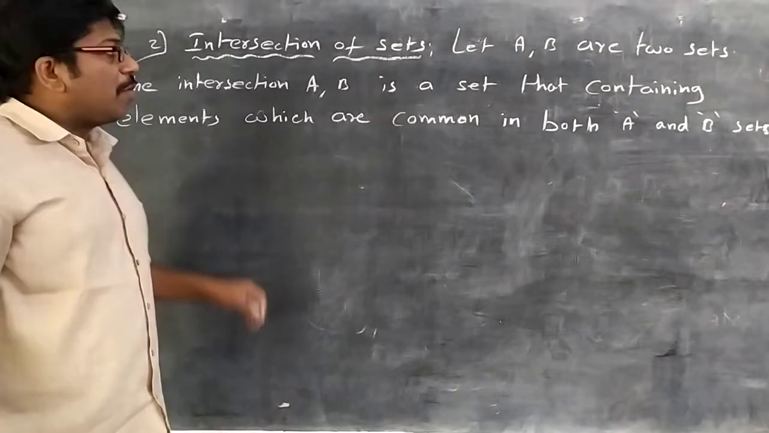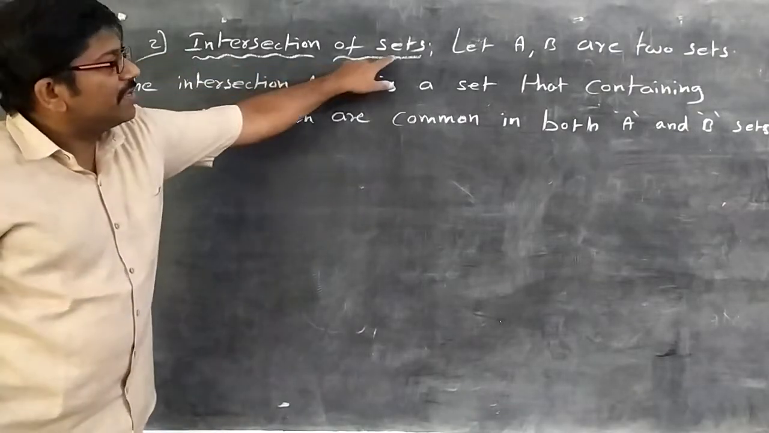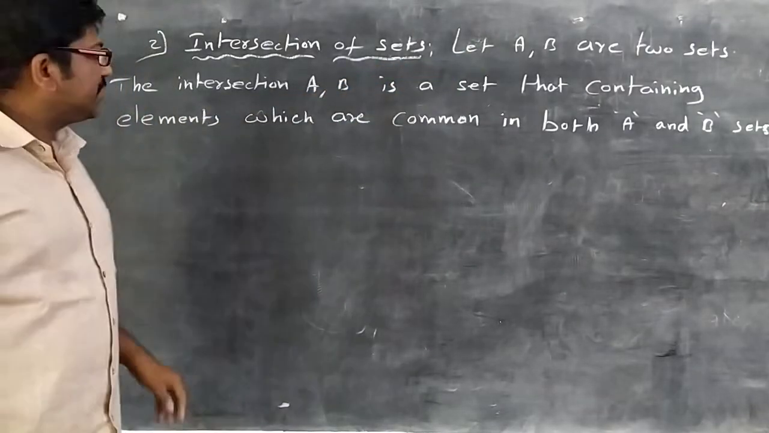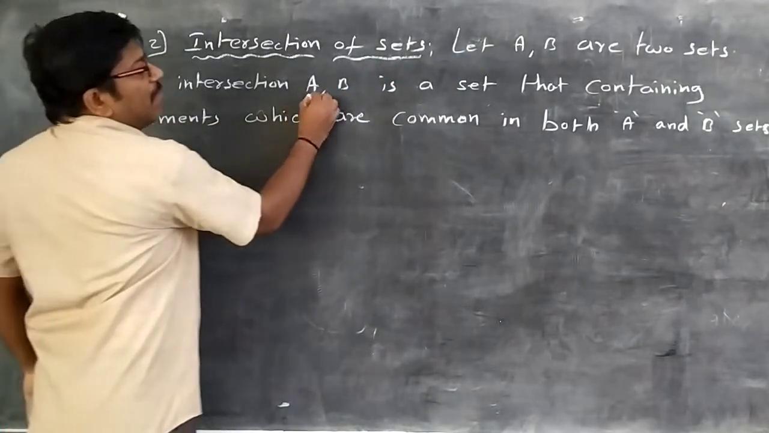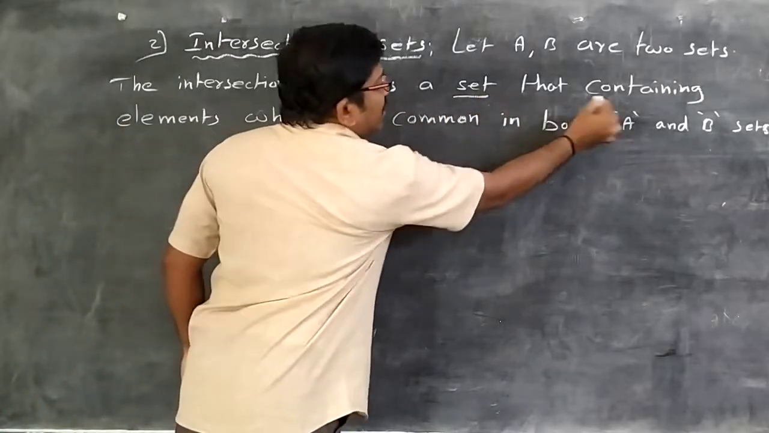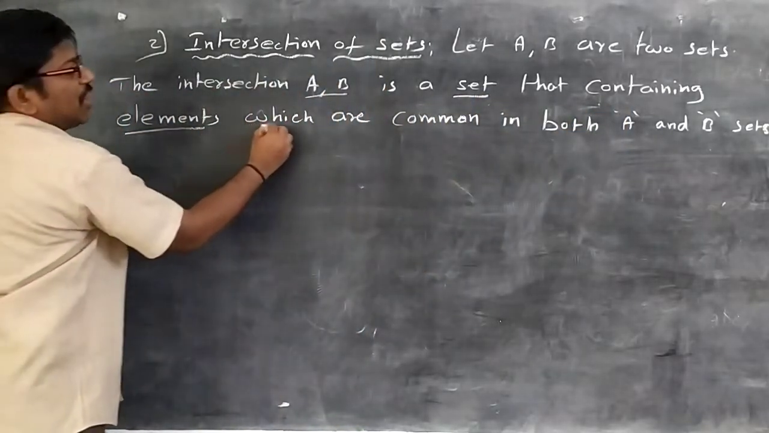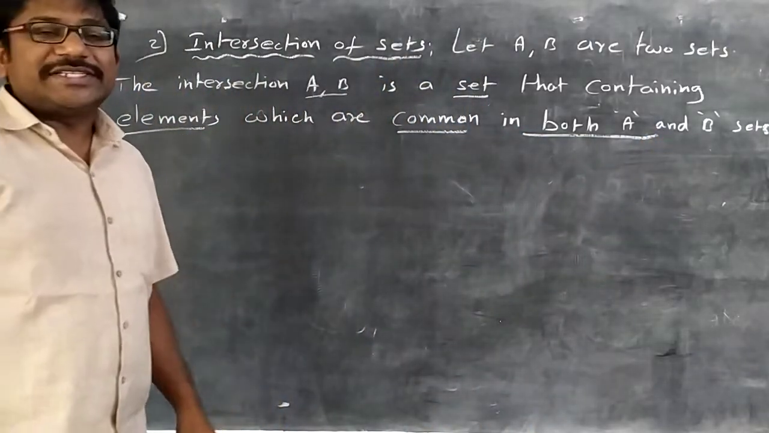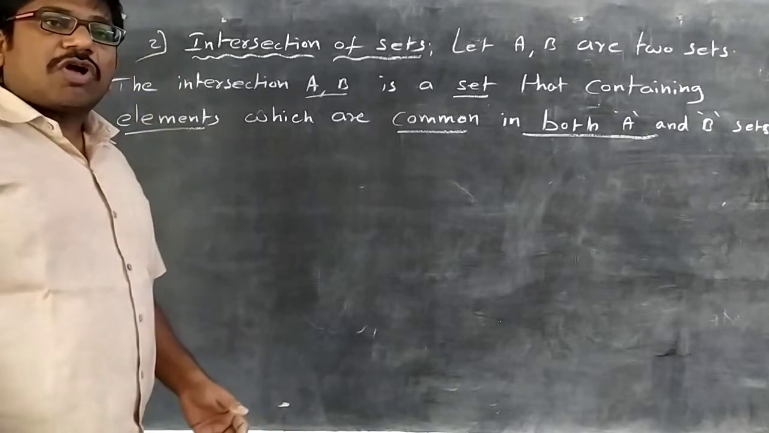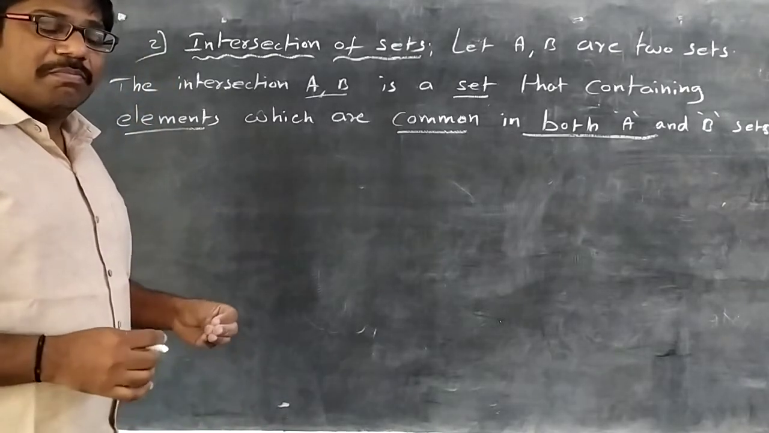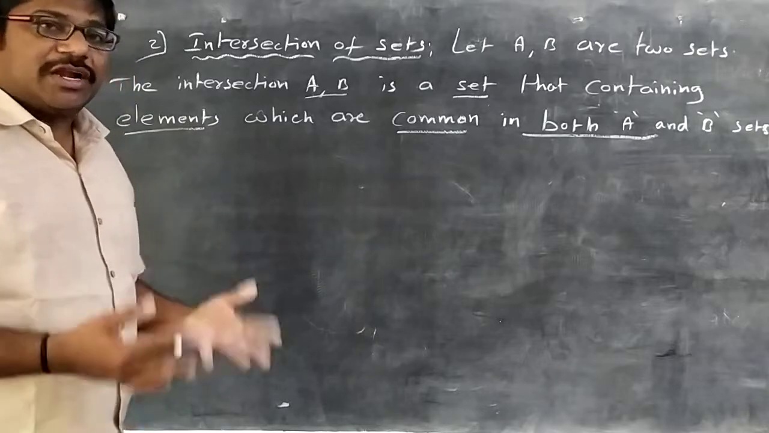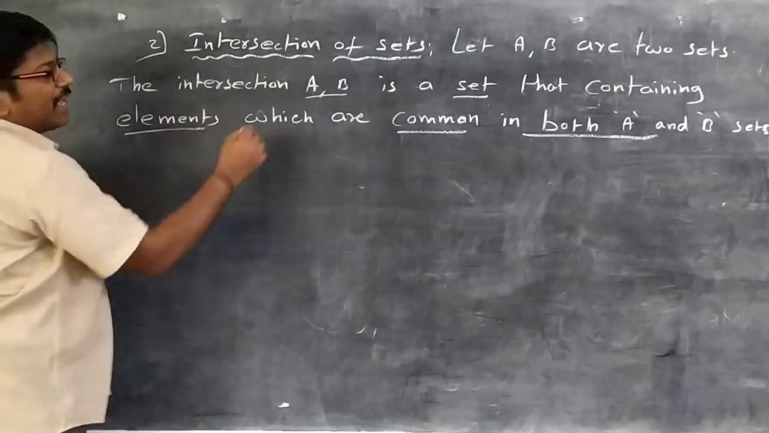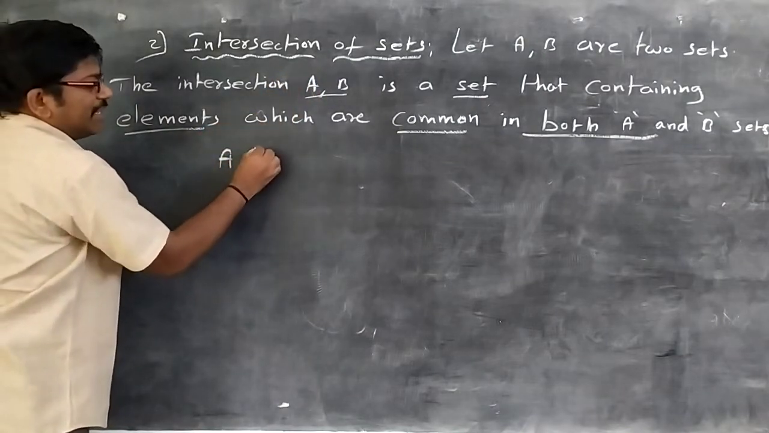Next, go for the second operation, intersection of sets. Let A, B be any two sets. The intersection of A, B is a set containing elements which are common to both. The elements must be in both sets, A and B. That is known as the intersection of sets. So the intersection of A, B is denoted with A intersection B.